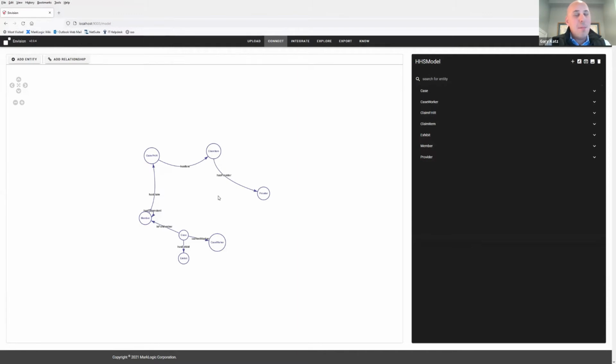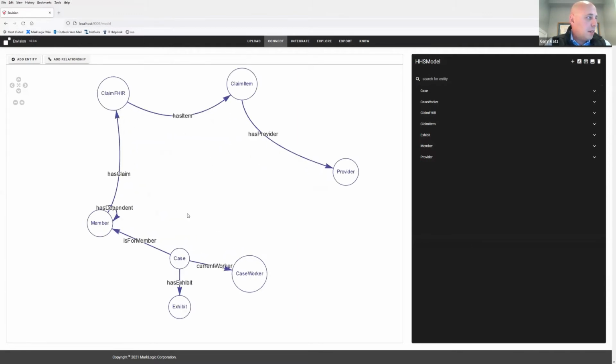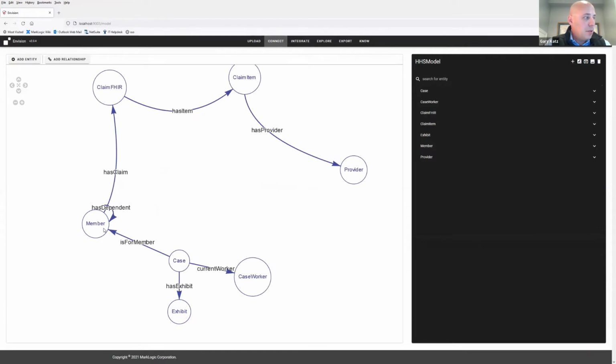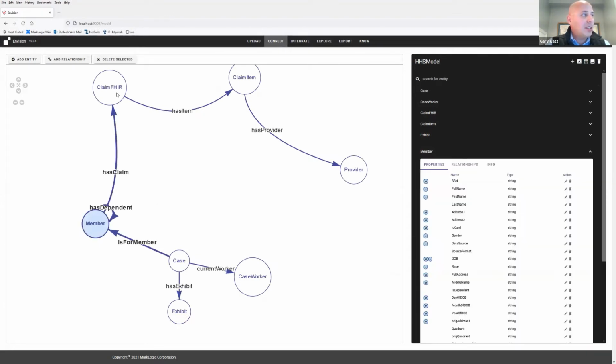And we've mapped out a Medicaid-based scenario here where we've got members. I'm going to zoom in here a little bit. We have members, we have claims that leverage a standard called FHIR. That's not really relevant for this conversation other than to know that we've been able to help model what claims look like in MarkLogic. Claims have individual claim items, so you can have one claim that has 5 different doctor visits on top of it, and each claim item is related to a particular provider.